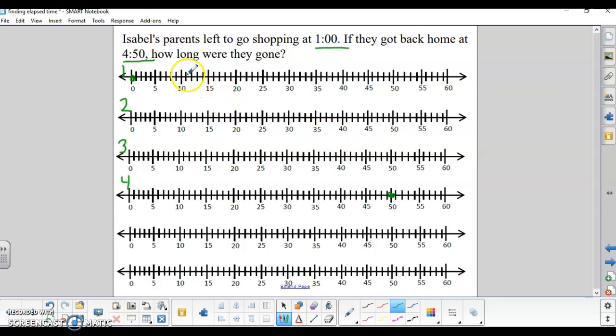All right, so let's figure out how many hours and minutes it took for them to shop. Start at 1 o'clock. That's our starting time, and I'm going to go down to 4:50. We have 1 hour, 2 hour, 3 hour. Let's count our minutes. So we have 3 hours. And 5, 10, 15, 20, 25, 30, 35, 40, 45, 50. 3 hours, 50 minutes.